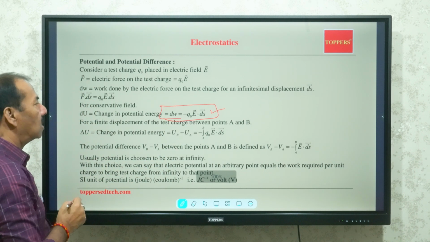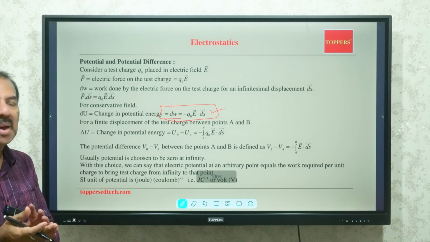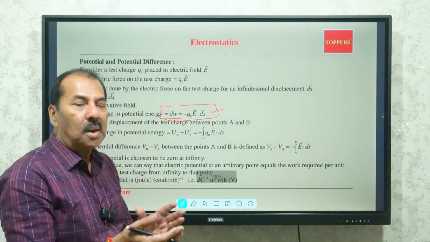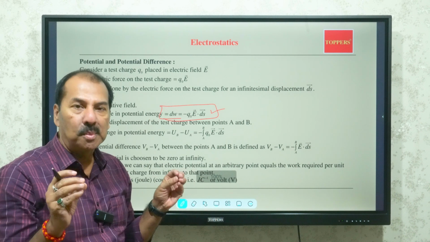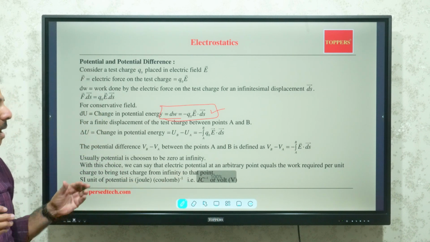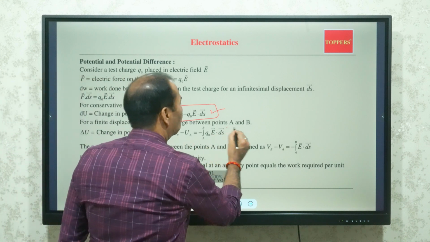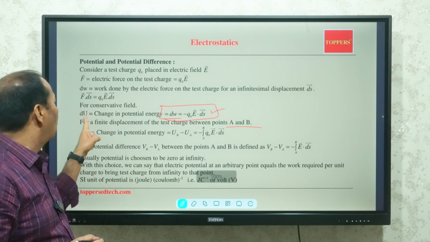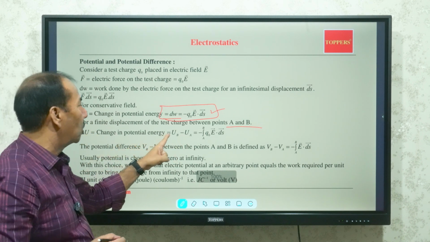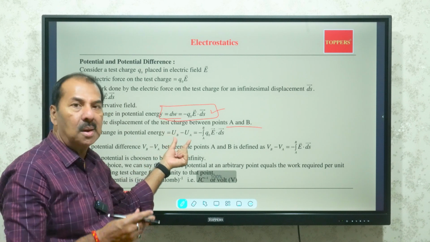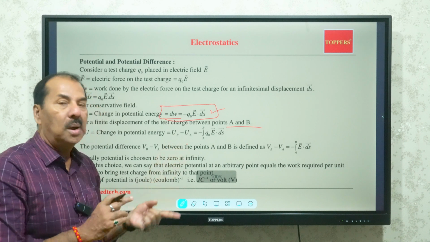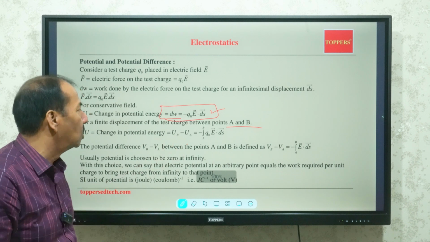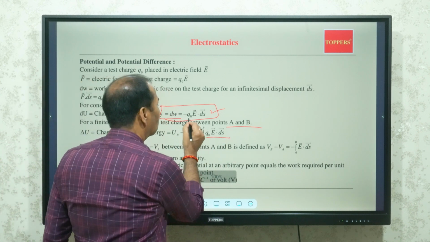Now for finite displacement of the test charge between the points A and B. Initially we were considering infinity as the reference point. Now if we consider points located at finite distances, as we have already discussed, suppose those points are A and B. So potential energy at B minus potential energy at A, because this is also the change in the potential energy. So UB minus UA, delta U, for points A and B, will be Q naught E dot ds.